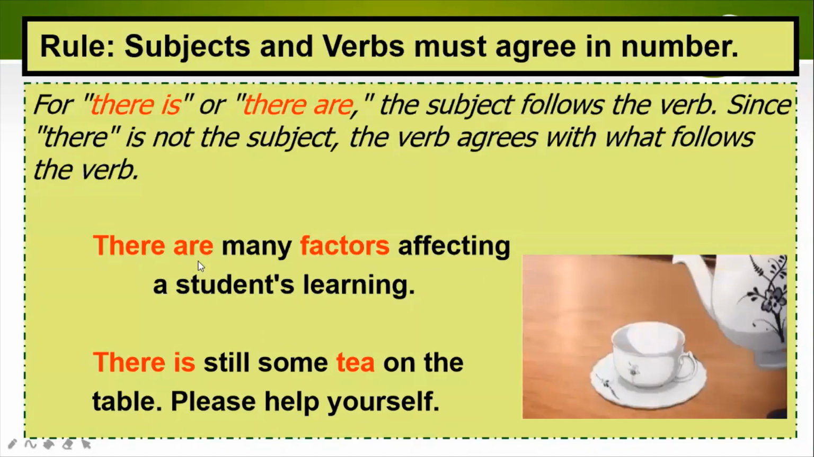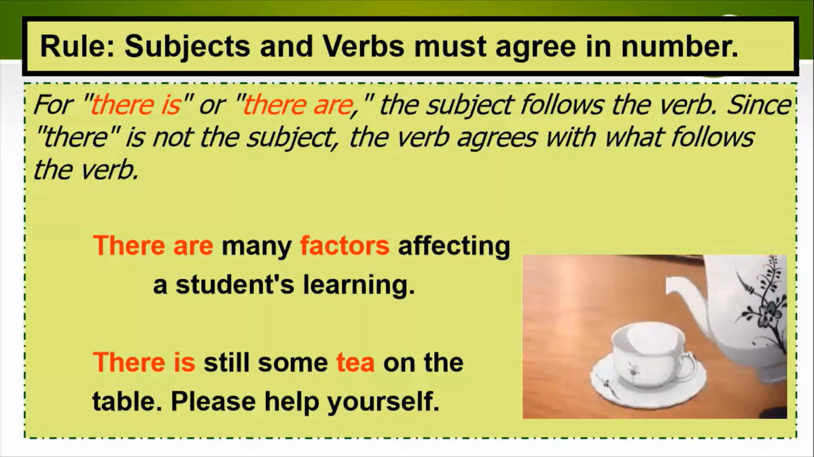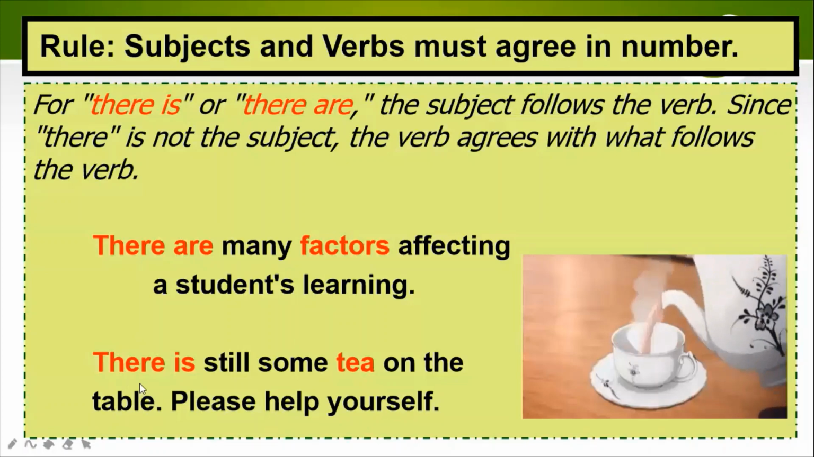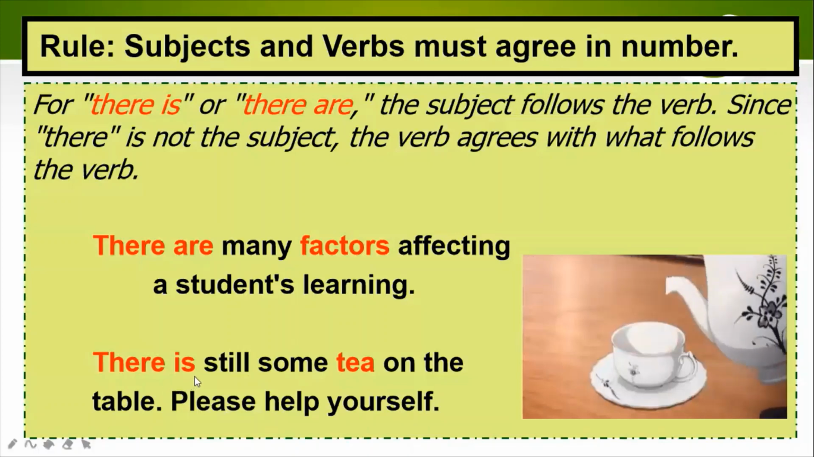So, yung verb is are, okay? So, yung subject na pwedeng gamitin is many factors. So, yung factors is plural, that is why yung verb is are. Dito naman sa isa, there is still some tea. So, tea is a non-count noun. So, that is why we use is as the verb.